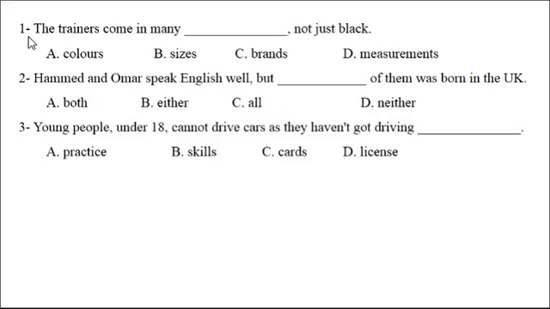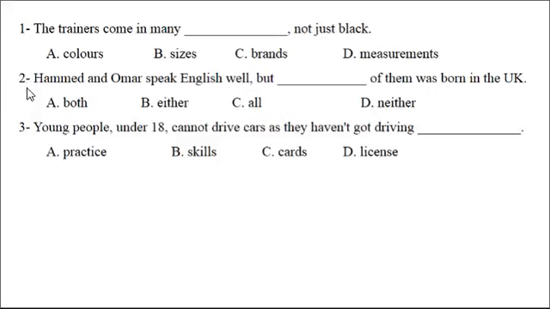Let's take number 1. The trainers come in many, space, not just black. 4 choices: A, colors, B, sizes, C, brands, D, measurements. Come in many colors, good. The trainers come in many colors. So the answer is A.